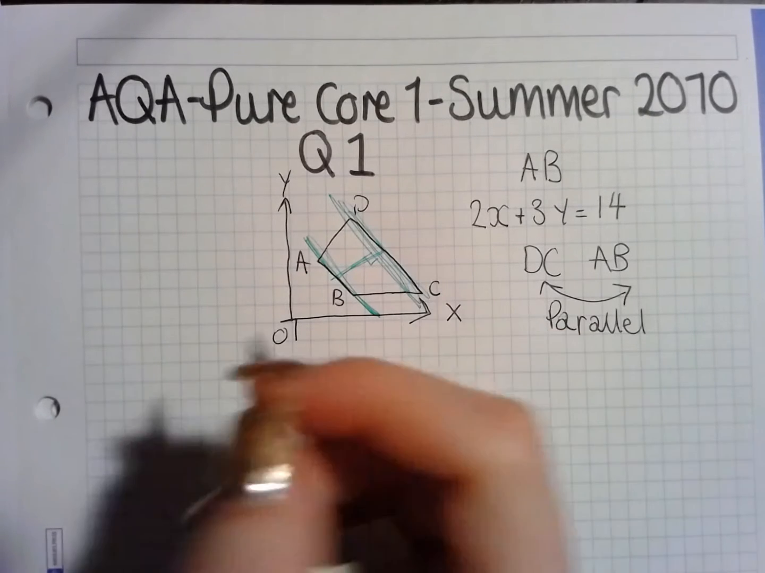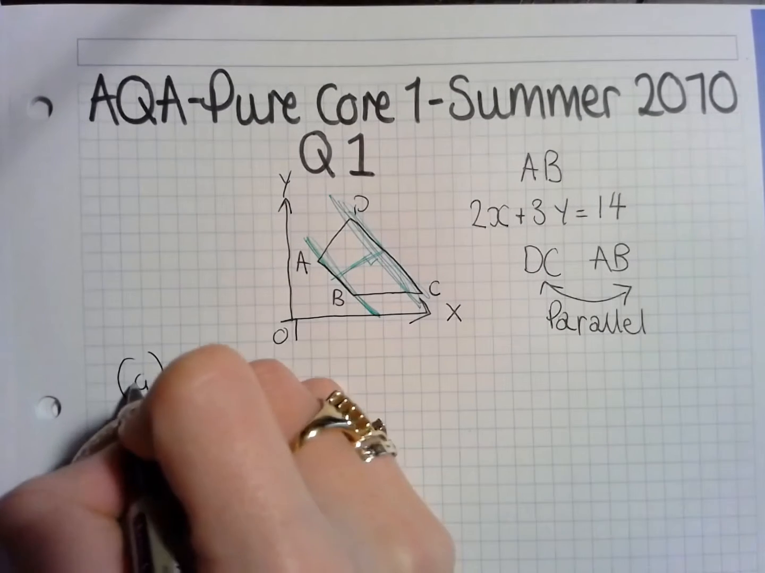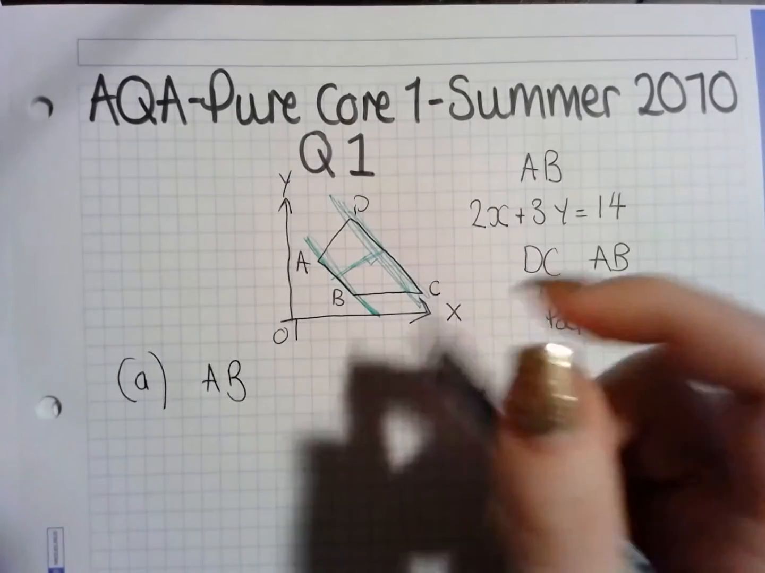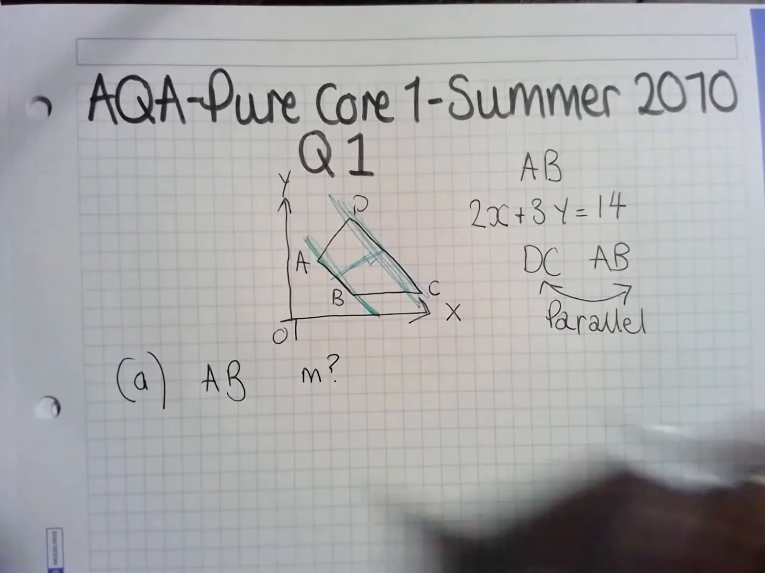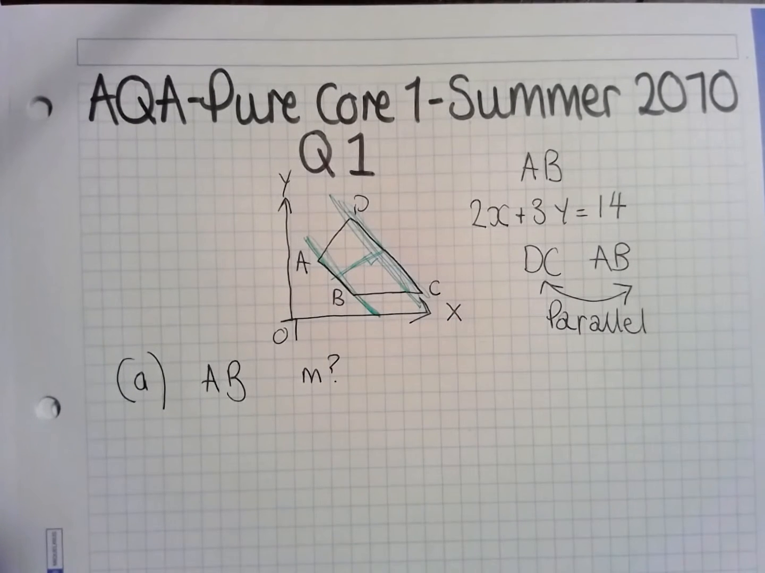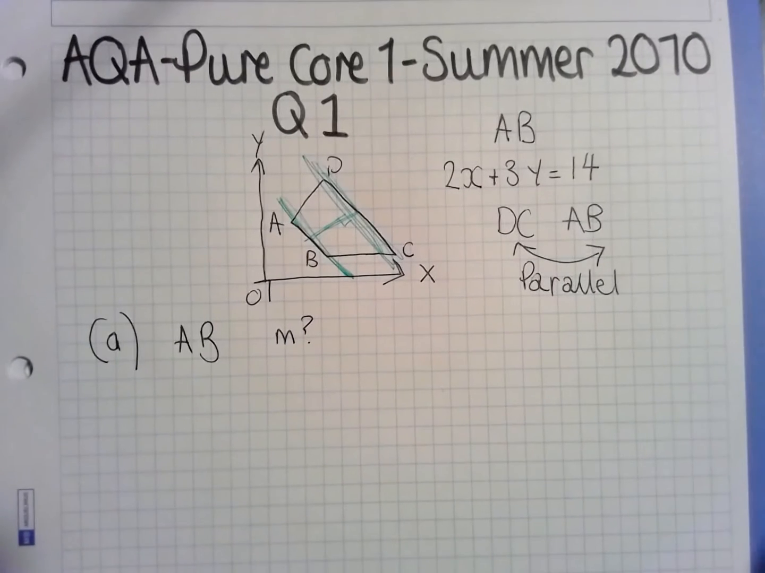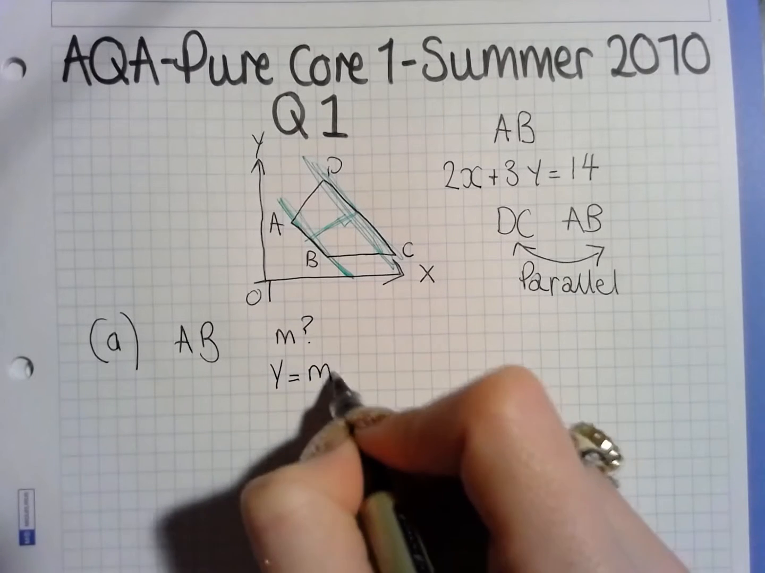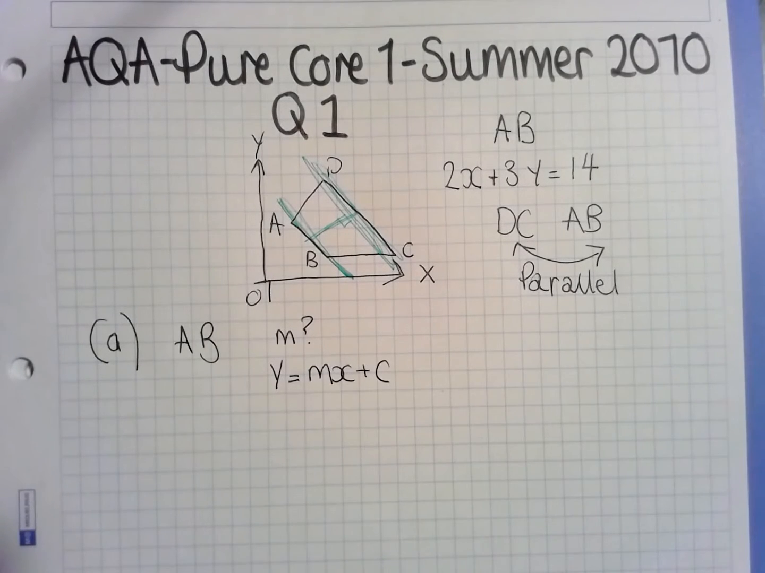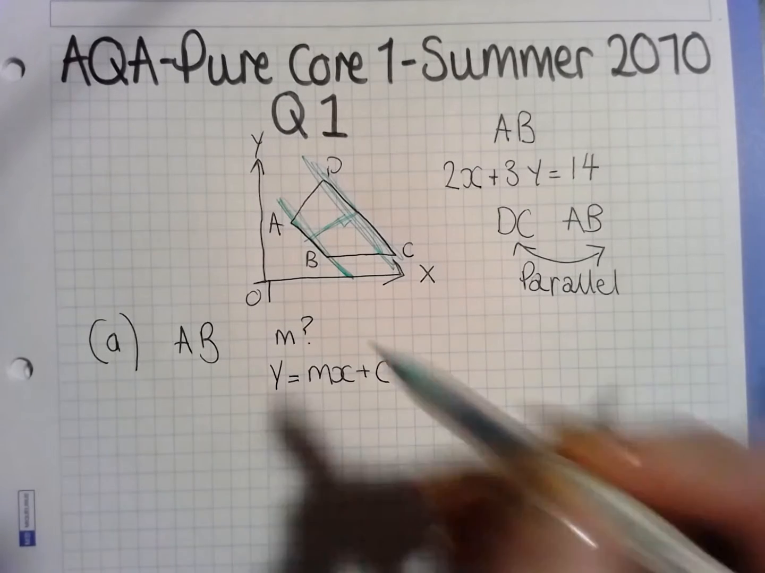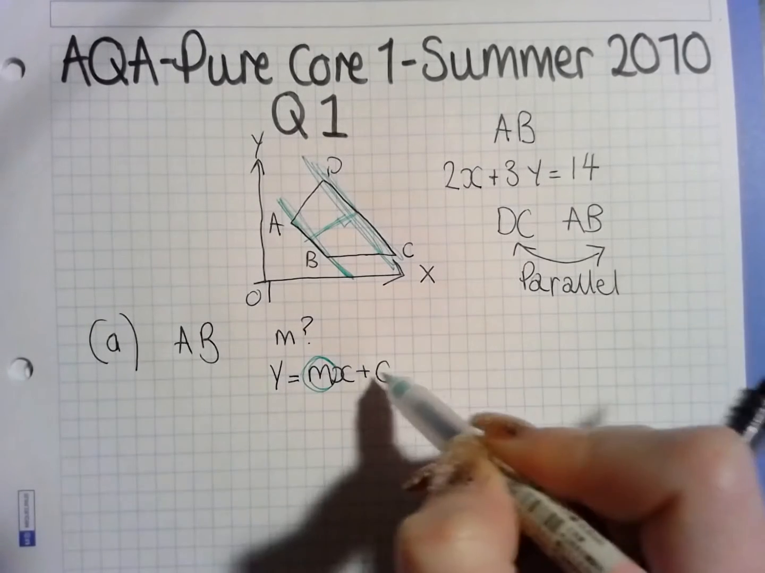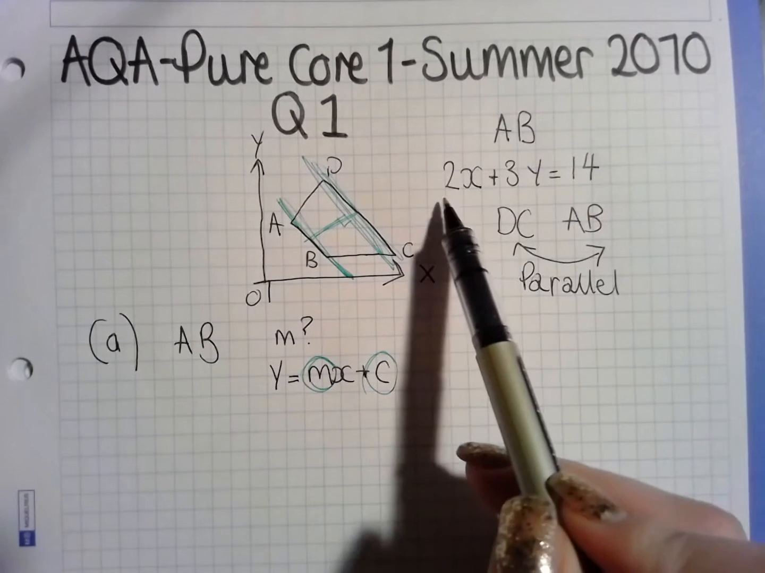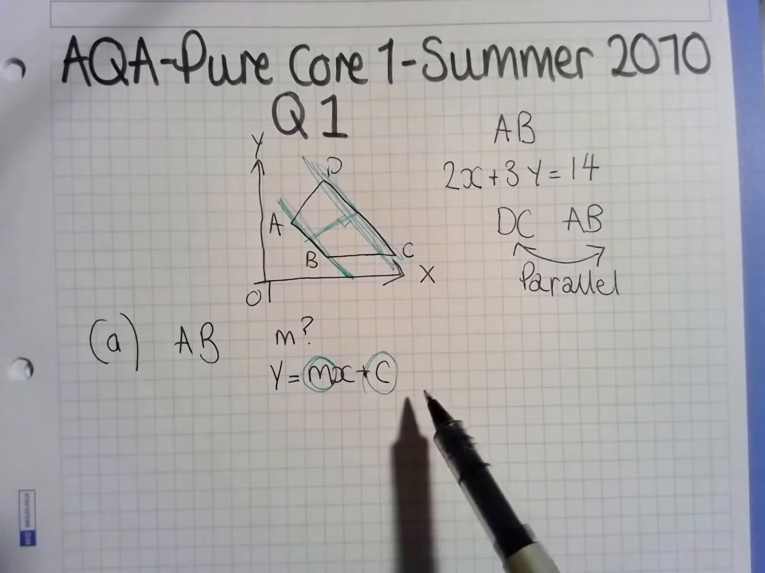Okay, so the first part of the question wants you to find the gradient of AB. So the gradient is denoted m. So what is m? We know that the general equation of a straight line is y equals mx plus c, this being the gradient, this being a constant. So this question is nothing more complicated than manipulating this to look like this.